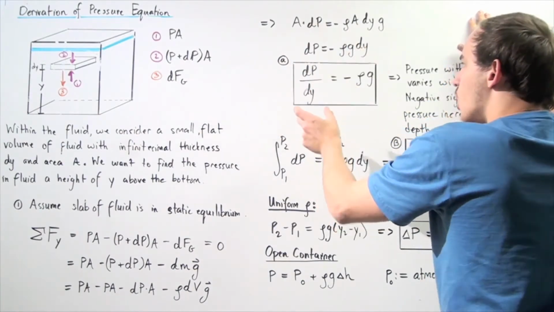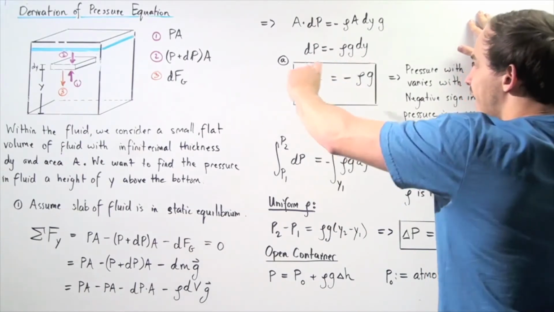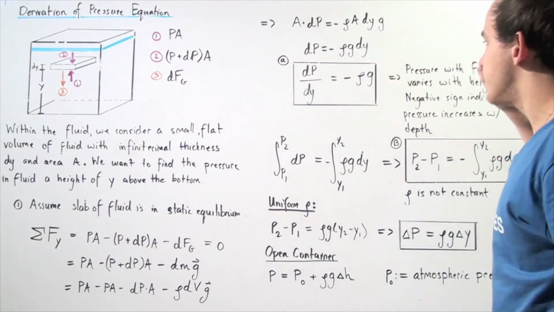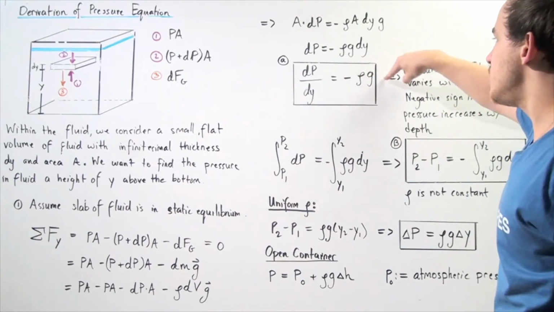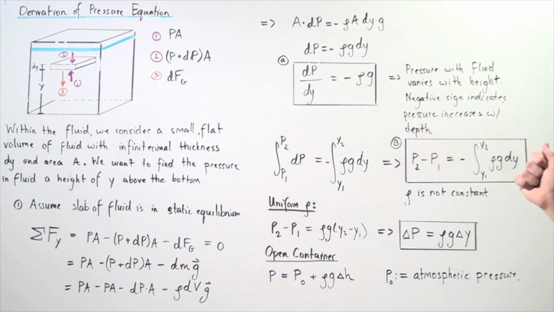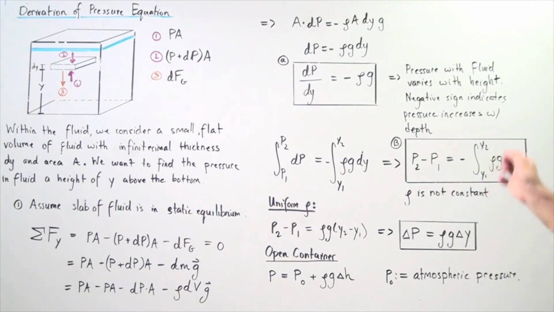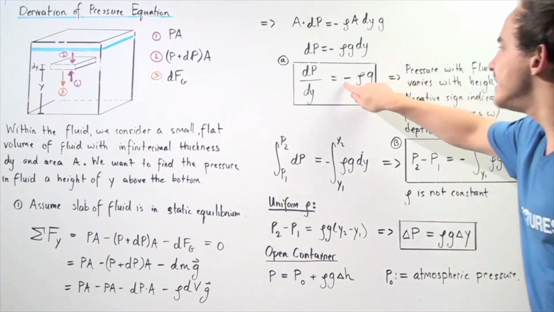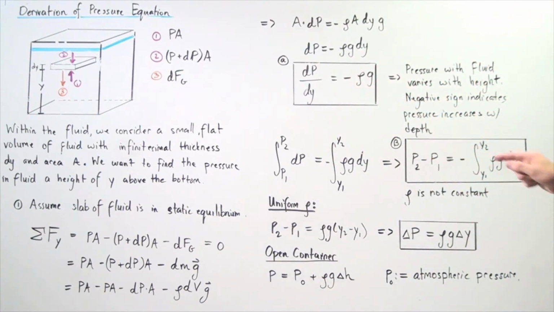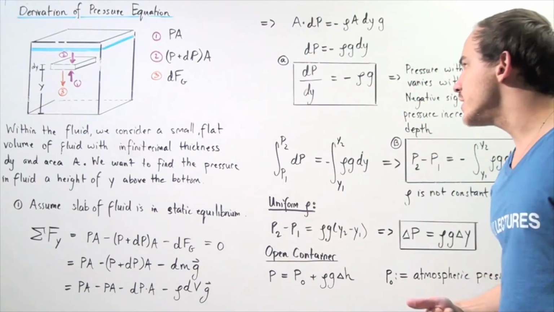So the ratio of the infinitely small change in pressure and the infinitely small change in distance, or height, is equal to negative the gravitational constant g multiplied by our density. Now, this is the pressure equation that gives us the pressure within the fluid, and it tells us that the pressure within the fluid varies with respect to height. And the negative sign simply means that our pressure increases as the depth increases. As we go further down, the pressure increases.